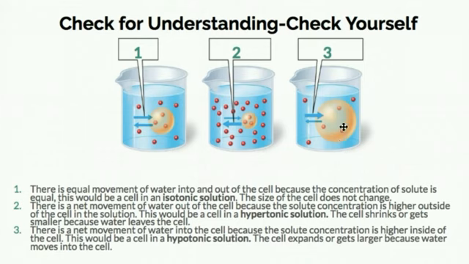Number 3, there is a net movement of water into the cell. This arrow is bigger, and that is because the solute concentration is higher inside of the cell. So again, this would be like a cell in something like fresh water. So this cell would be in a hypotonic solution. The cell expands or gets larger because water moves into the cell.